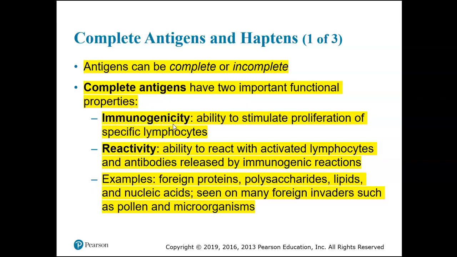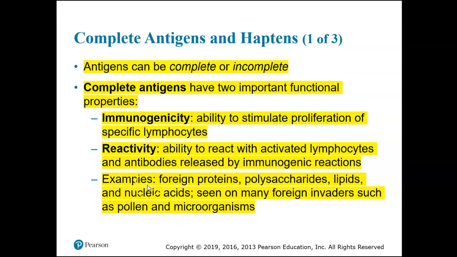Immunogenicity, which is the ability to stimulate the proliferation of specific lymphocytes. In other words, complete antigens will stimulate lymphocytes like T cells and B cells to clone themselves, to grow, to divide. And reactivity. Complete antigens have the ability to react with activated lymphocytes and antibodies released by immunogenic reactions. So they can react with our immune system.